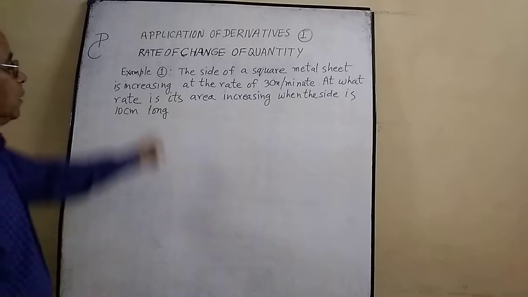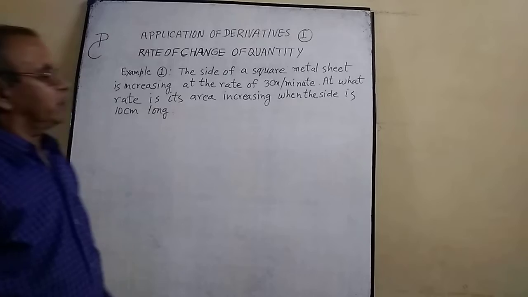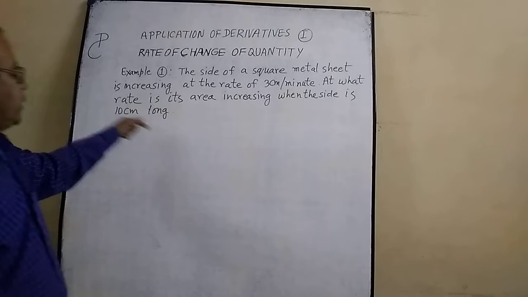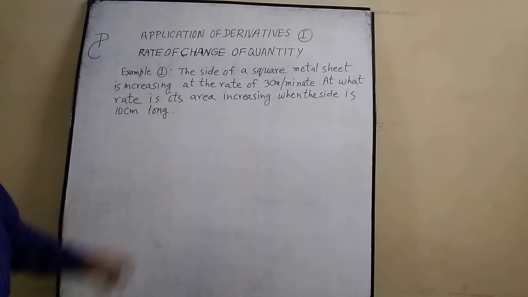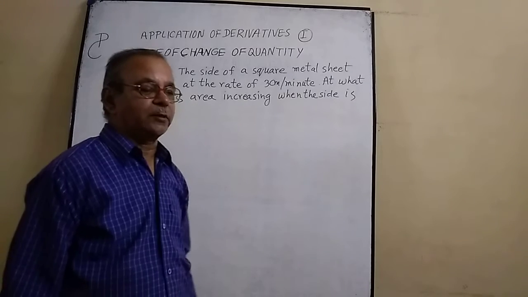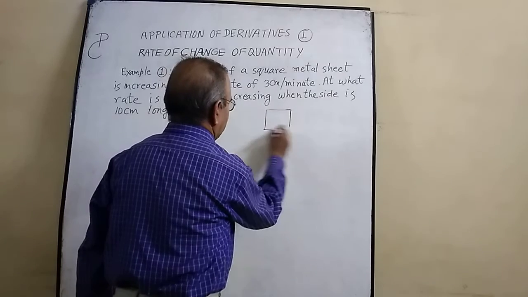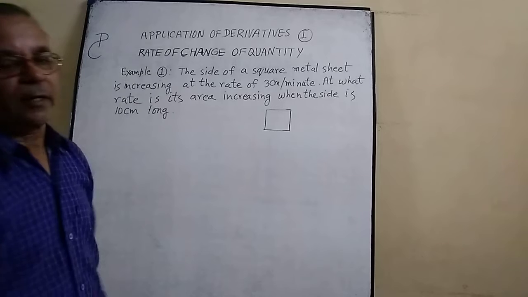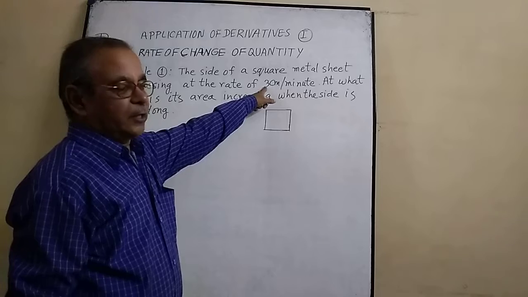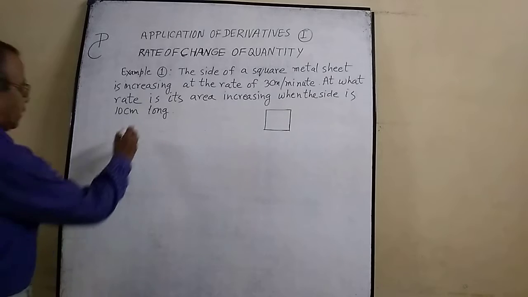In example 1, the side of a square metal sheet is increasing at the rate of 3 cm per minute. At what rate is its area increasing when the side is 10 cm long? Here, the side of the square means, what is a square? A square means all the sides are equal, and when all sides are equal, the area of the square is x square.